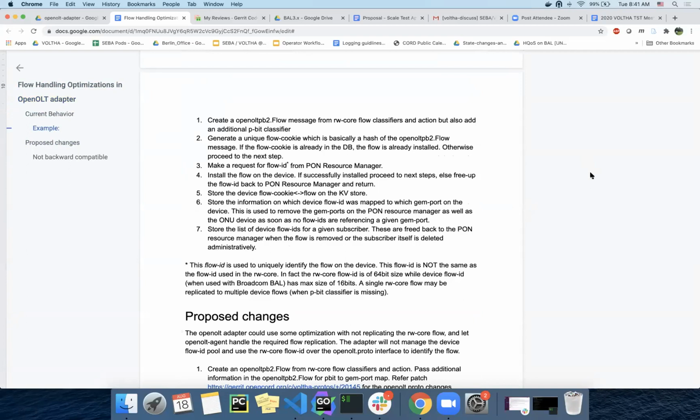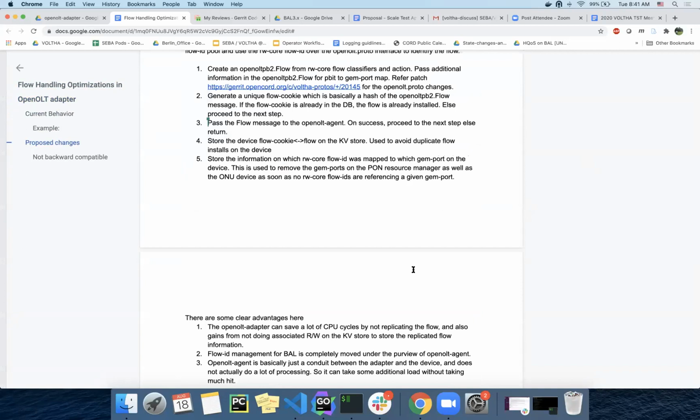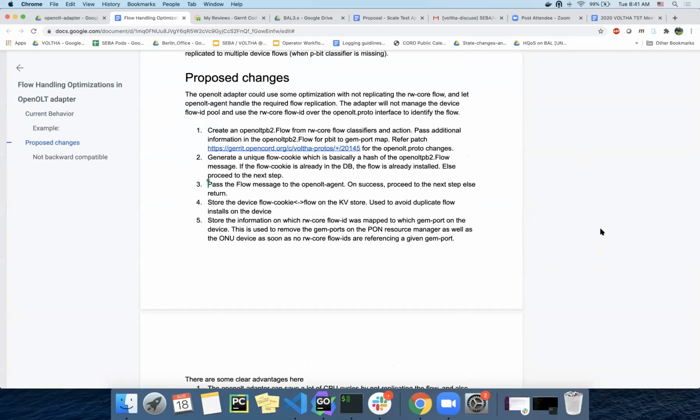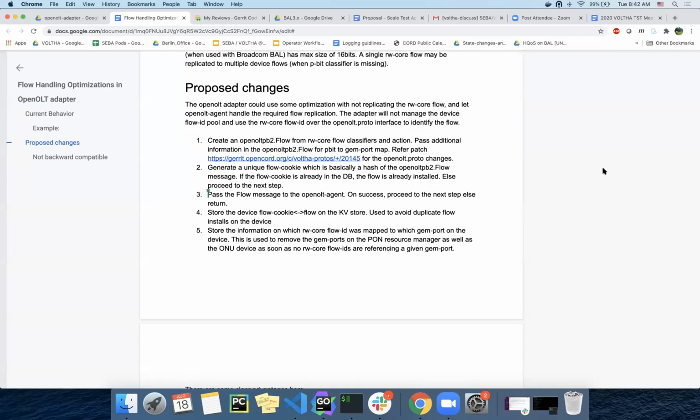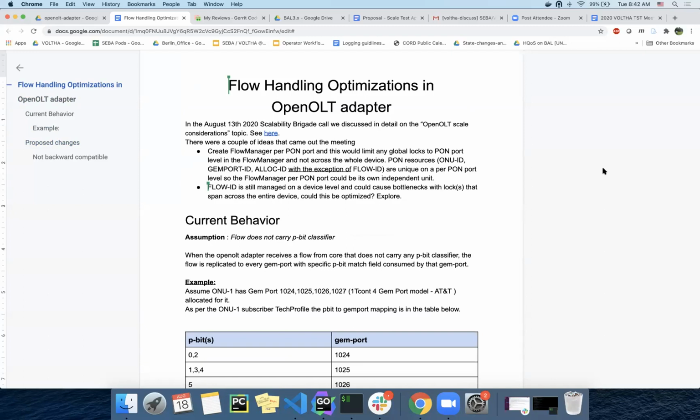But I don't think there needs to be any proof of concept for the second part where I was saying that, move the flow ID management down to the OpenOLT agent. All that matters for the BAL is that you provide a unique flow ID for every flow, and it does not matter where you manage this flow ID from, whether you manage it at the adapter or at the agent. I don't think it requires any proof of concept. Yeah, my point was not that it needs to. I just wanted to see if you have done some proof of concept to see the gains in performance that you were mentioning.